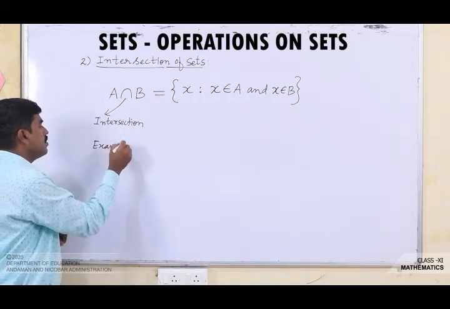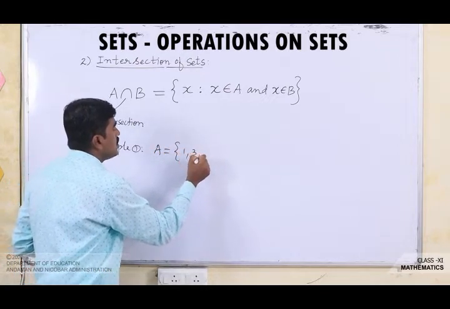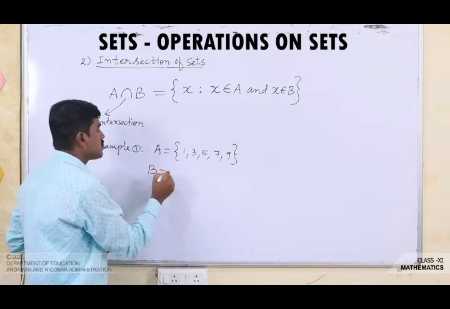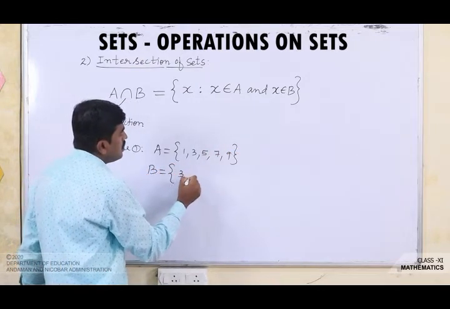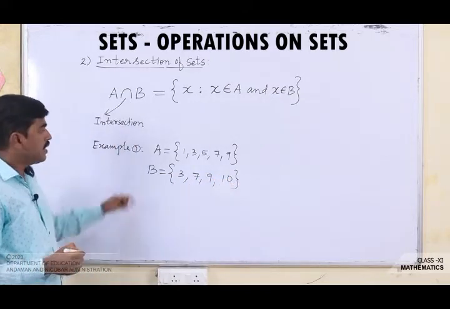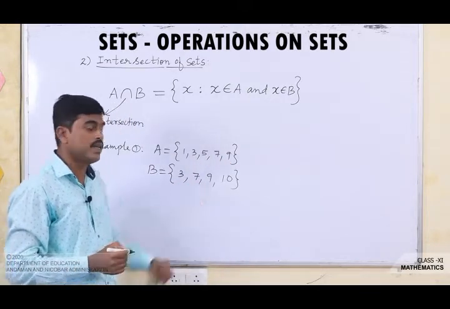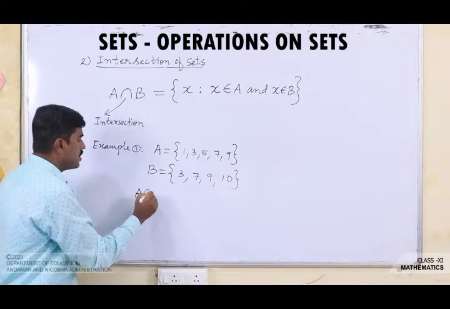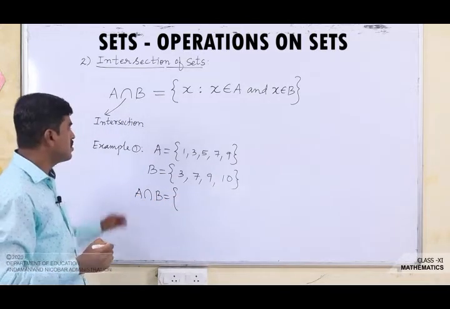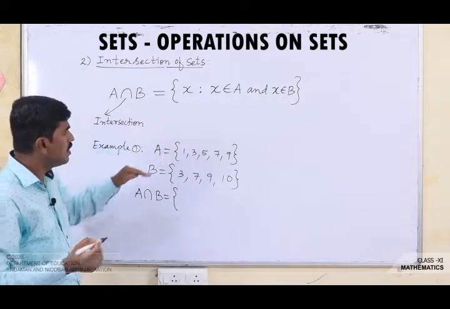Example number 1. Suppose A is equal to {1, 3, 5, 7, 9} and B is equal to {3, 7, 9, 10}. So A contains the elements 1, 3, 5, 7, 9 and B contains the elements 3, 7, 9, 10. Now how to write A intersection B? A intersection B means the set of all those elements which belong to both A and B. So let's see what are the elements which belong to both A and B.